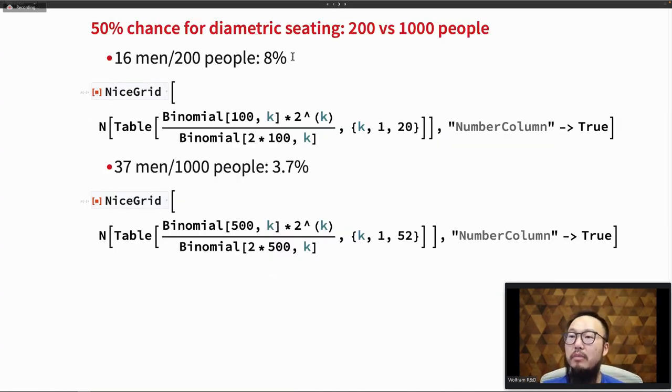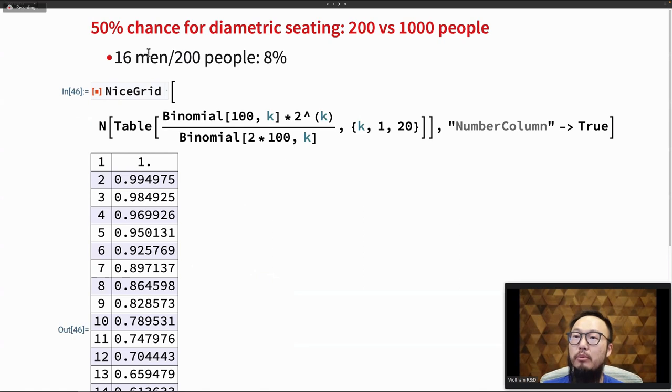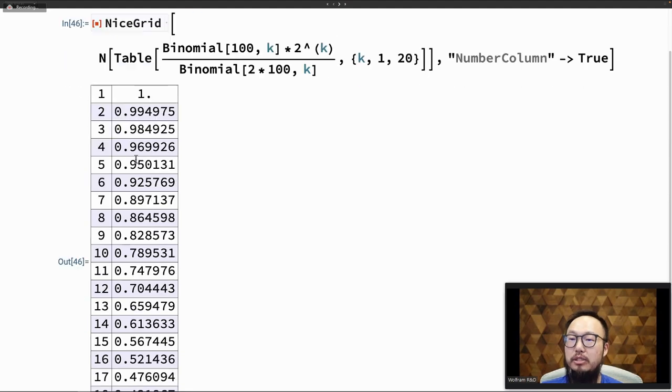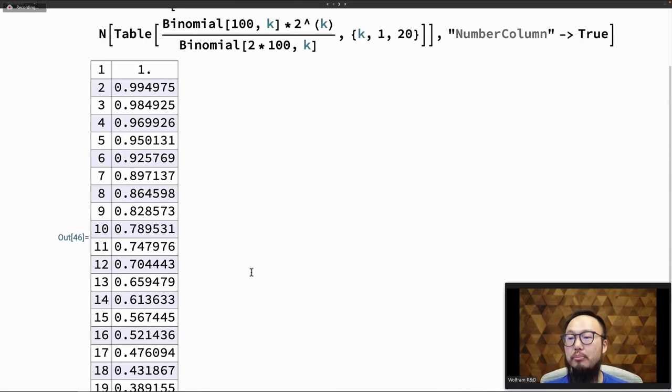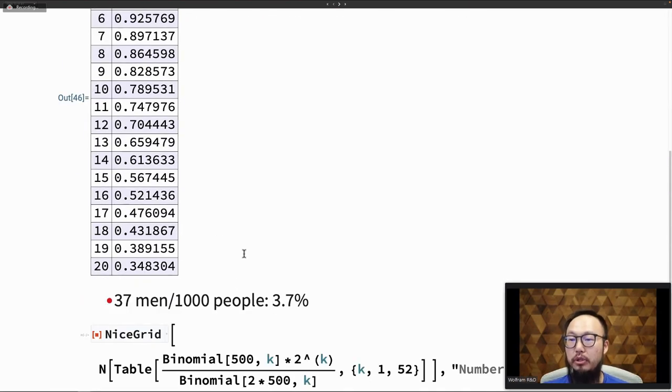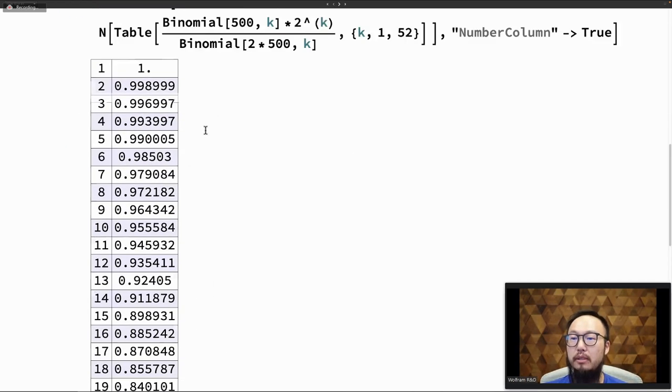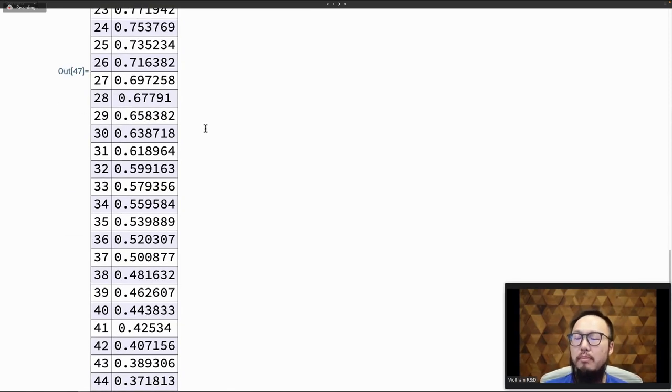Okay, and then I have something like a half-life decay for this problem. What's the 50% chance for diametric seating if we have 200 people or 10,000 people? For 200 people, let's just enumerate everything here. You will see that if 16 of them are male, we have close to a 50% chance that you can generate the diametric seating. If we increase to 1,000, the proportion of men must reduce to 2.7%. So that's the meaning of this calculation here. With this software, you can do many interesting things to explore much more deeply behind the problem.